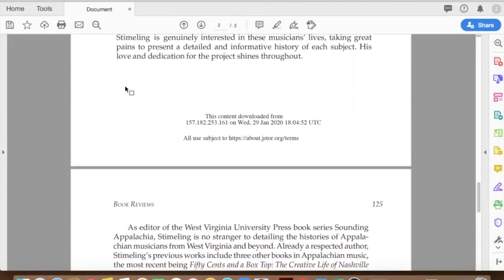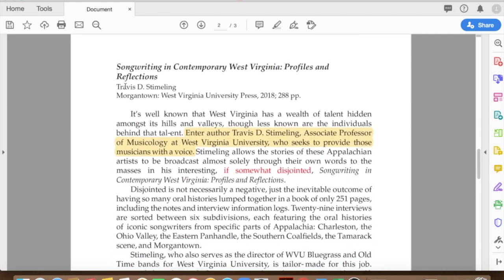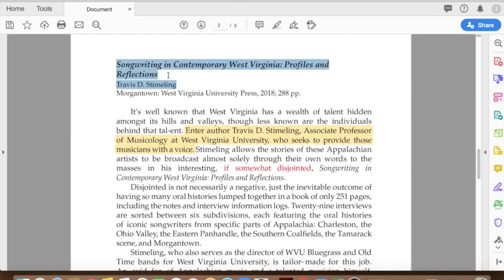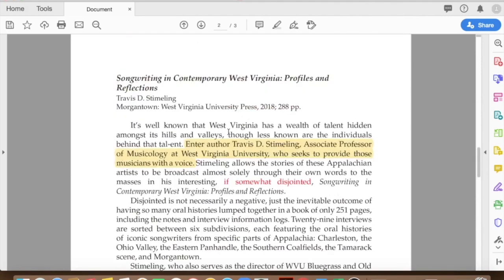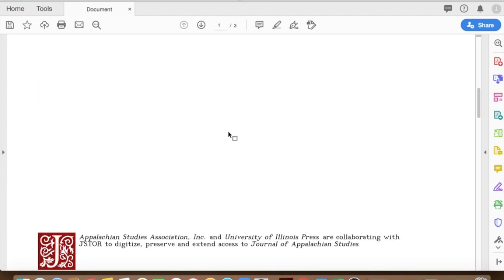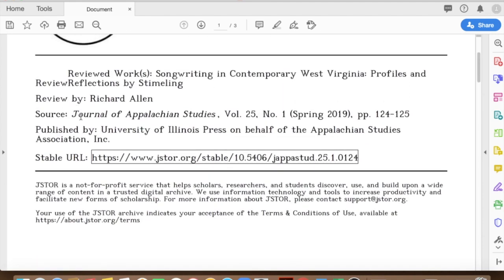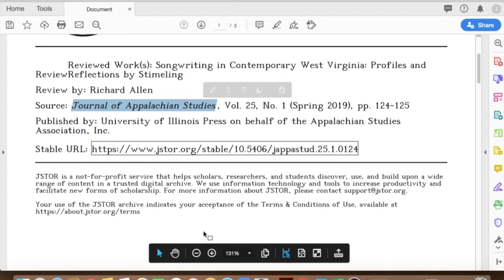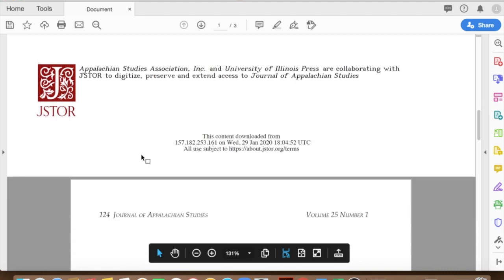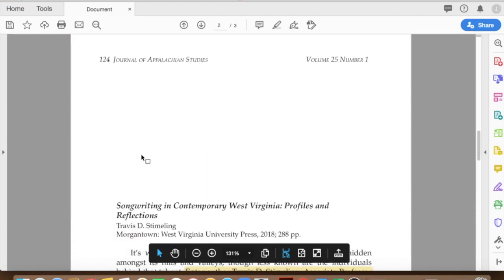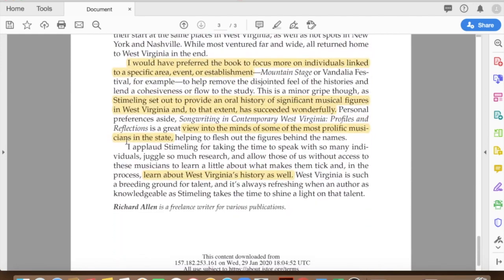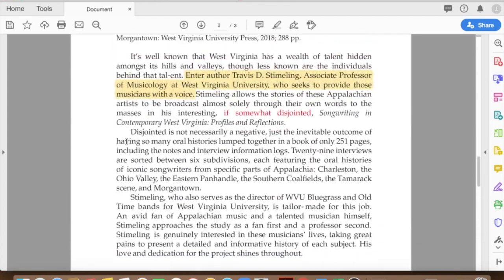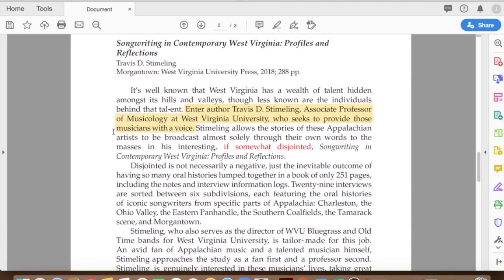So this particular example is a review of a book called Songwriting in Contemporary West Virginia by Travis Stimeling. And the reviewer is listed here at the end, Richard Allen. And this is a critical review or a book review from the Journal of Appalachian Studies, which is a peer-reviewed academic journal. So this isn't from a popular source, it's from an academic or scholarly source. But I'd like us to take a look at what Allen does, how even in this short review, he is exemplifying some of the qualities, most of the qualities actually of the rubric that we have for critical reviews.